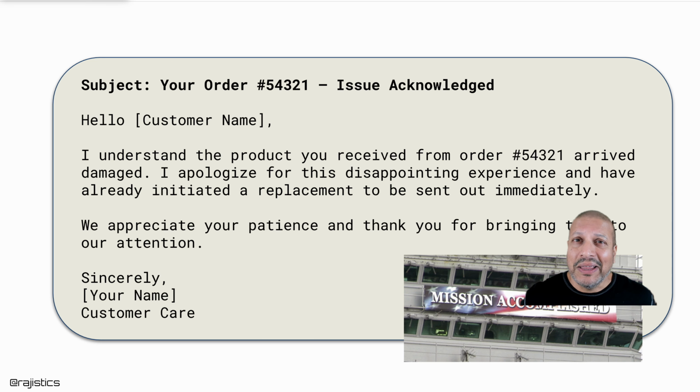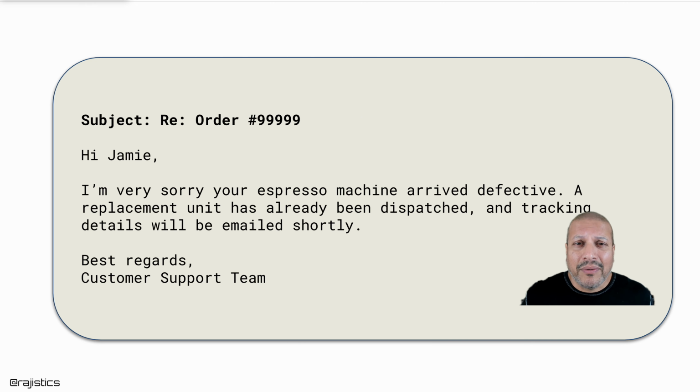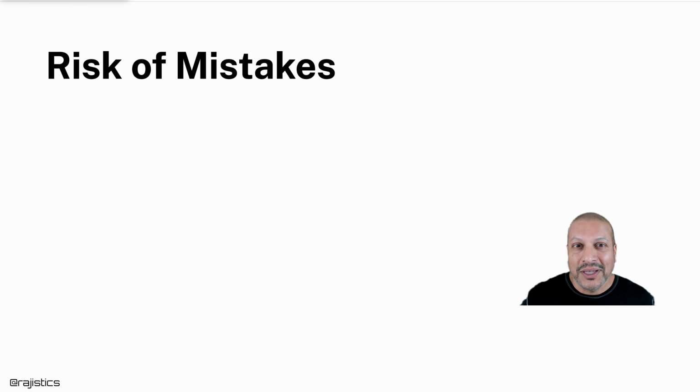But if you're in this game long enough, you'll see that, wait a minute, these things don't always work, right? Like I asked about an order delay, but my email tells me about a new product line. It doesn't match at all. Or somebody asks about a specific order, and we tell them that they're sorry that their espresso machine arrived defective. Well, wait a minute, we don't actually sell espresso machines. There was a hallucination here that happened. And this is not isolated incidents.